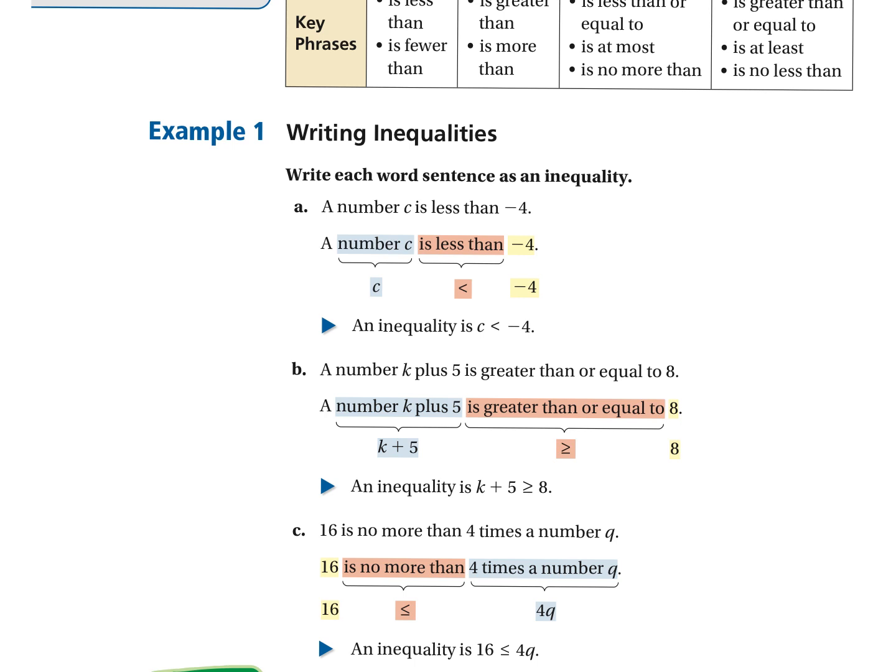Letter B says a number K. My variable is K plus 5. So K plus 5 goes together. "Is greater than or equal to," so we need to use this symbol, and then we write the number 8. So it ends up looking like this: K plus 5 is greater than or equal to 8.